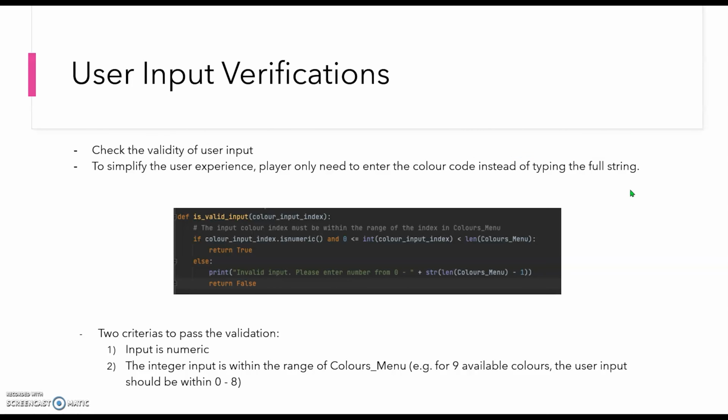User input verifications. Check the validity of the user's input. To simplify the user experience, the player only needs to enter the color code instead of typing the full string. So there are 2 criteria to pass the validation. The input is numeric, and the integer input is within the range of the colors menu. For example, for 9 available colors, the user's input should be within 0 to 8.